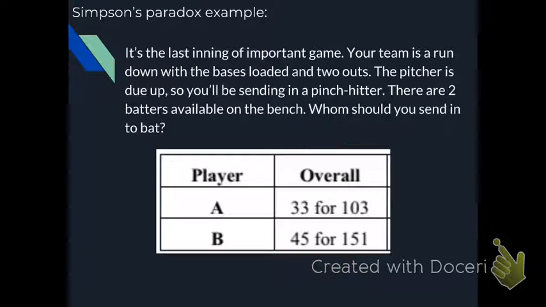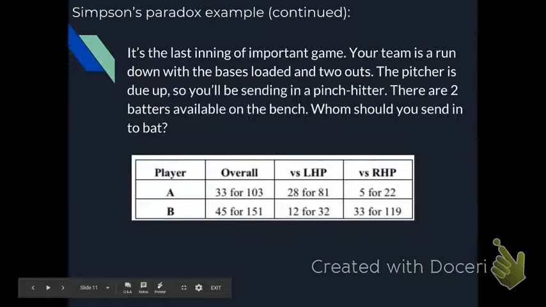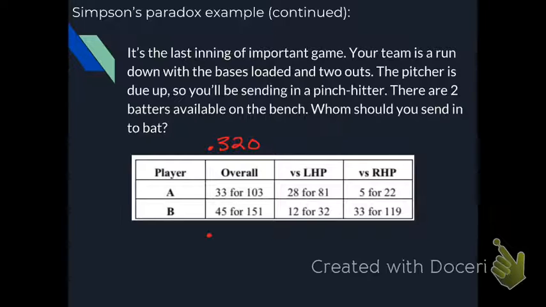However, when we add in a little bit more data, maybe we care about whether the pitcher is left-handed or right-handed. When we start to look at that data, we see some more interesting information here. Our overall batting averages have not changed. And in our overall batting averages, A was the better player. He had the higher batting average.